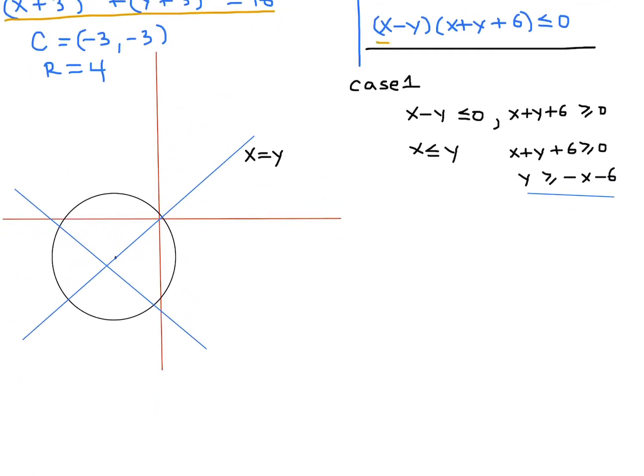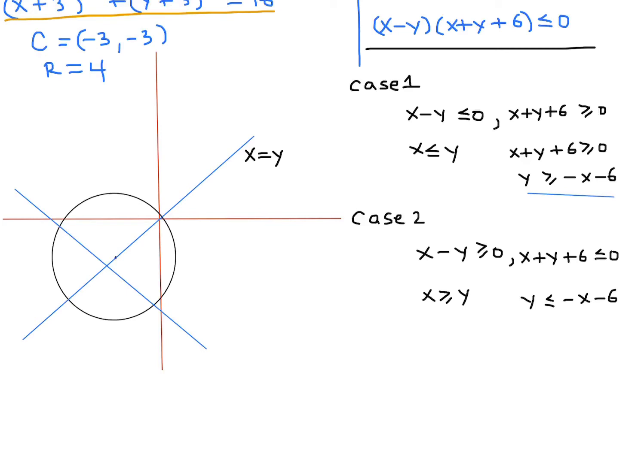Now the second one, which is right here, gave us another set of points. It gave us case 1, and then it gave us case 2, which is as follows. Case 2 is if x minus y is greater than or equal to 0, and x plus y plus 6 is less than or equal to 0. So that means x is greater than y, and y is less than or equal to minus x minus 6.